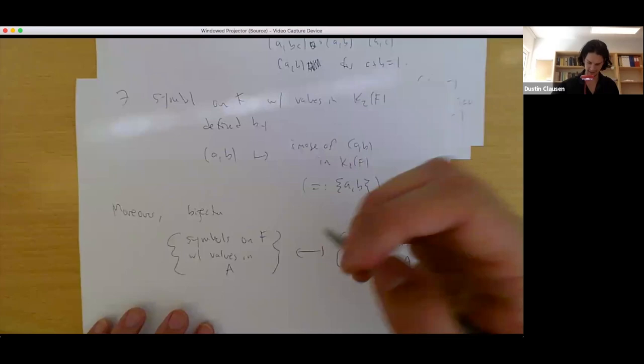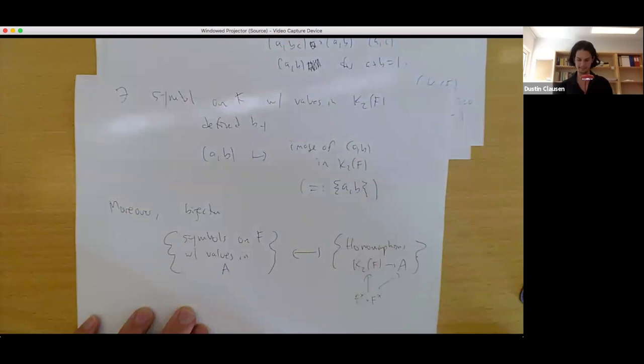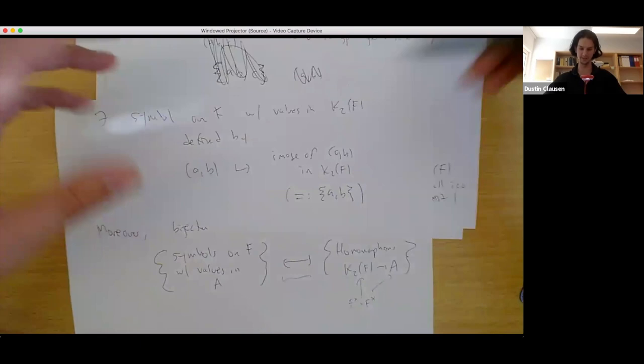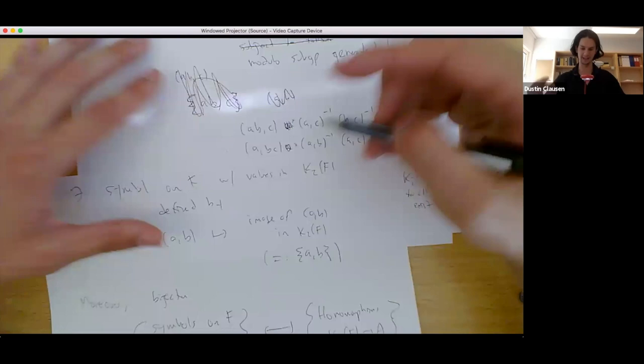So if you have such a homomorphism, then you have your symbol with values in K2F; if you compose with this homomorphism, you get a symbol with values in A. So that defines the map in this direction. And to go backwards, you just use the definition of K2 of F. By definition, it's the free abelian group on F cross F cross, subject to some relations. And so you can give a homomorphism out of it when you just specify the values on the generators, as long as the relations are satisfied, and the relations exactly say that you have a symbol. So in the end, this is one big tautology.